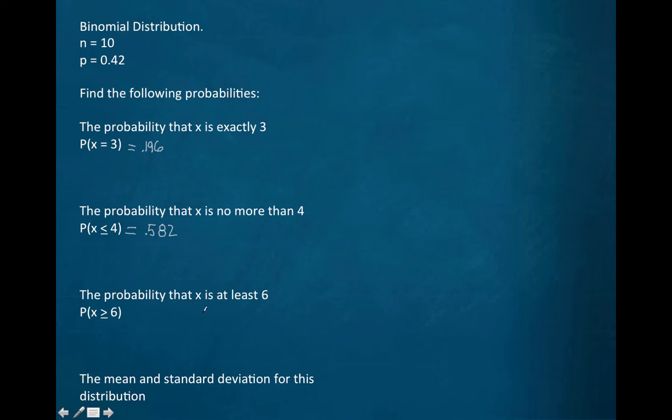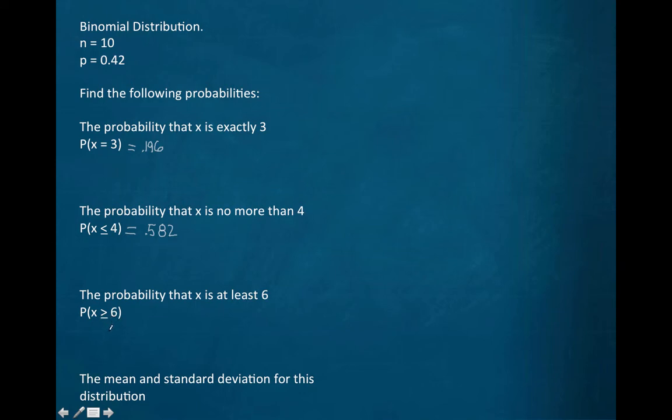The probability that x is at least 6. Now that means from 6 up to n. N is 10. So we need to find the probabilities that x is equal to 6, 7, 8, 9, and 10 and add those together. In other words, the probability that x is greater than or equal to 6. At least 6 means greater than or equal to 6.